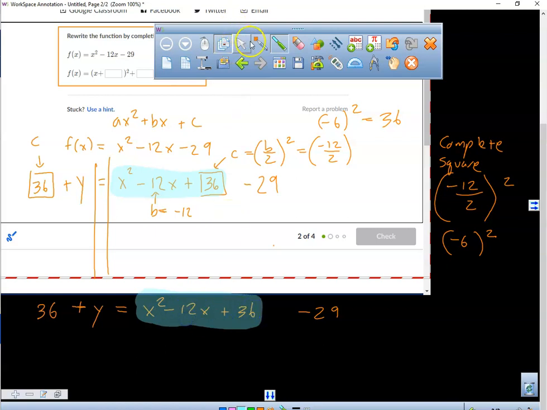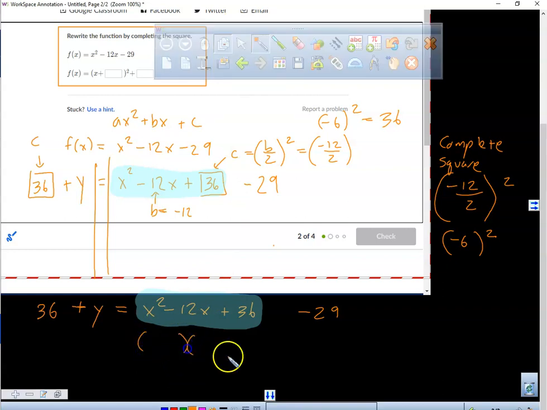What does he factor to? X minus 6 and x minus 6. By the way, the shortcut is this. This always factors to half that number. Whatever that number is, you take half of it, that's what you're going to have 2 of. That's the whole purpose of completing the square.